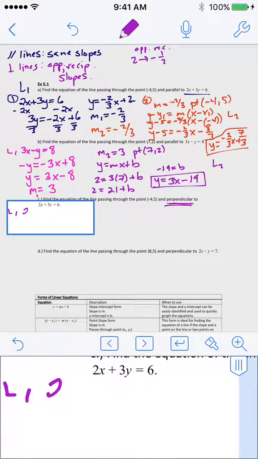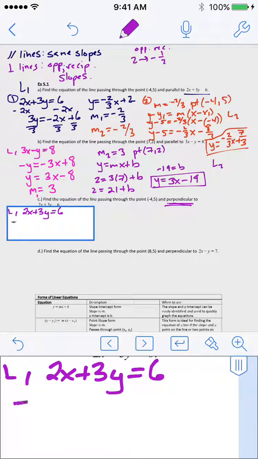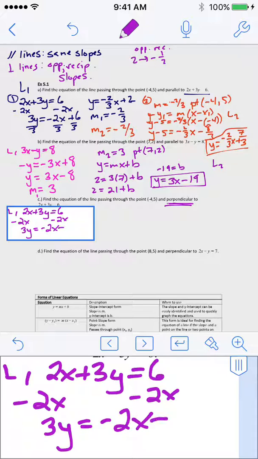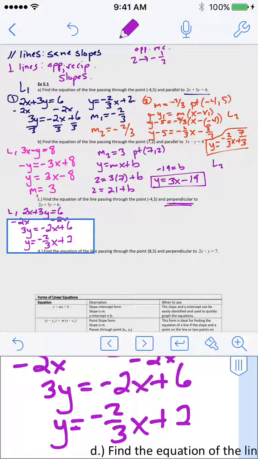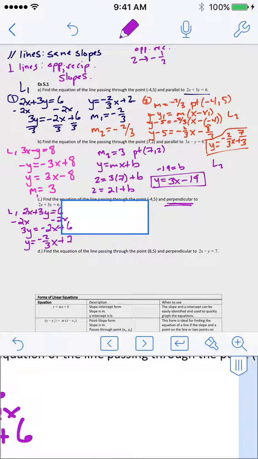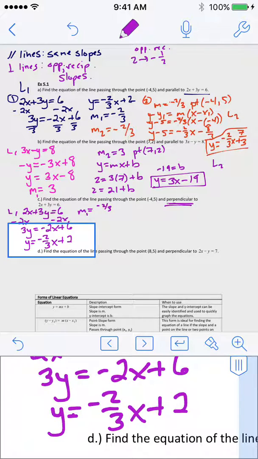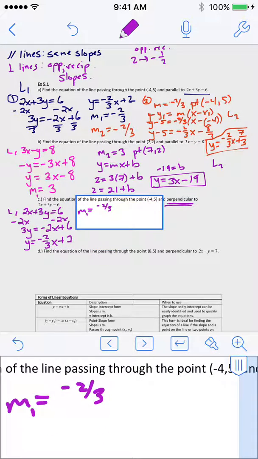So line 1 is 2x plus 3y is equal to 6, right? So we can subtract 2x from both sides and get 3y is equal to negative 2x plus 6. And then divide by 3, we get y is negative 2/3 x plus 2. And again, we can see that our slope is right sitting there next to x, so slope 1 is equal to negative 2/3. Right? Alright, so once y is by itself, we can find that first slope. So that's all for line 1.